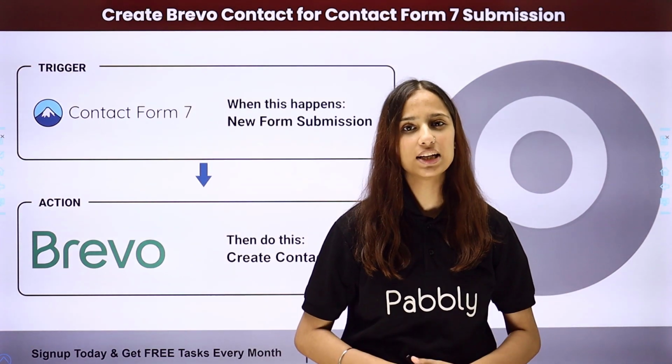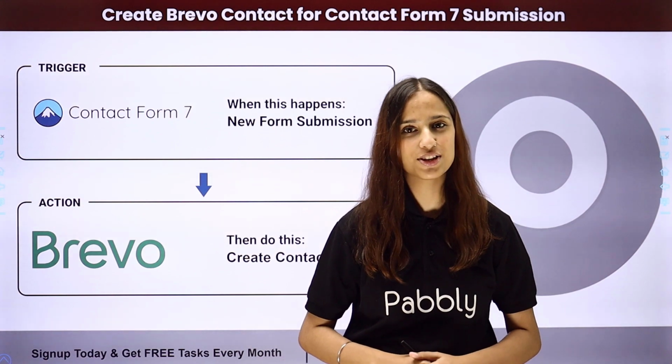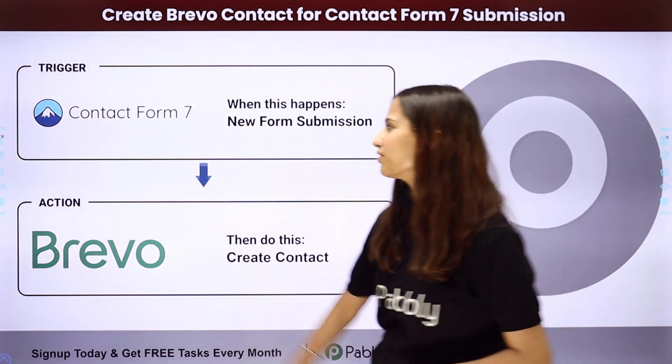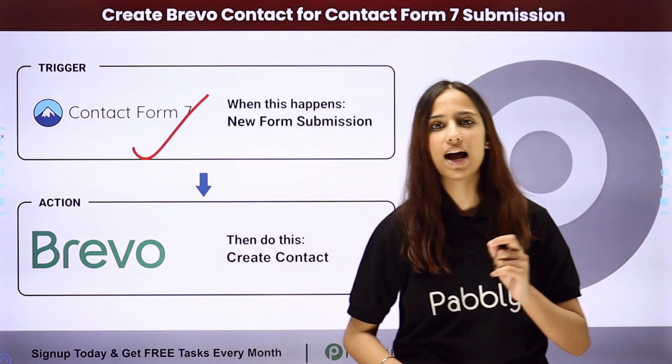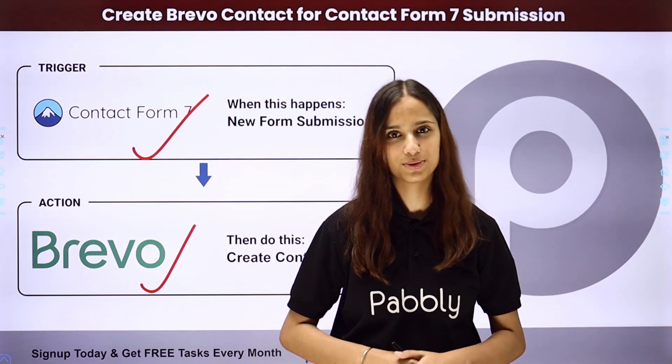To do this, I need to integrate both of these applications, for which I will be using this amazing integration and automation software, that is Pabbly Connect. Here my trigger application will be Contact Form 7 and my action application will be Brevo. To learn more about this integration, follow me through the screen.